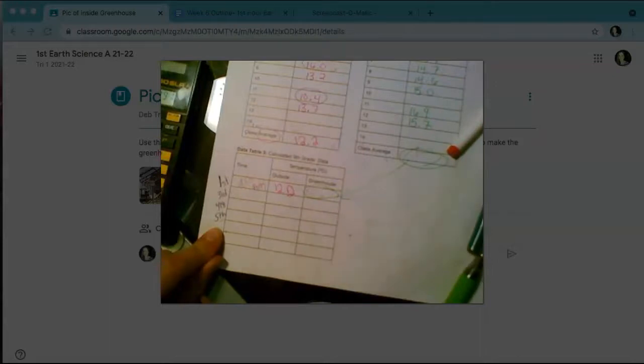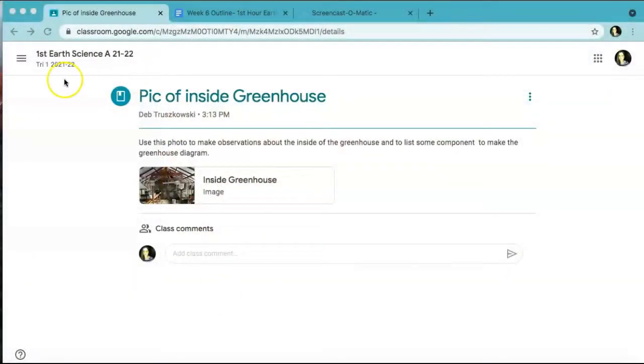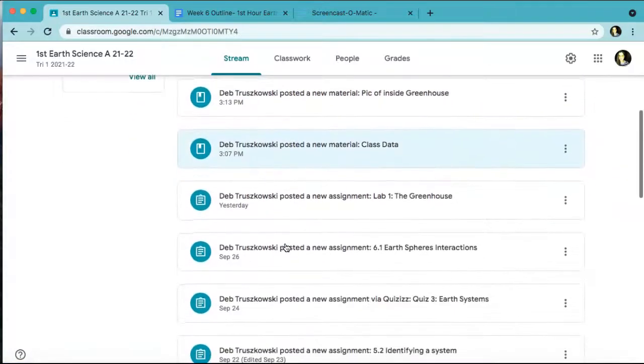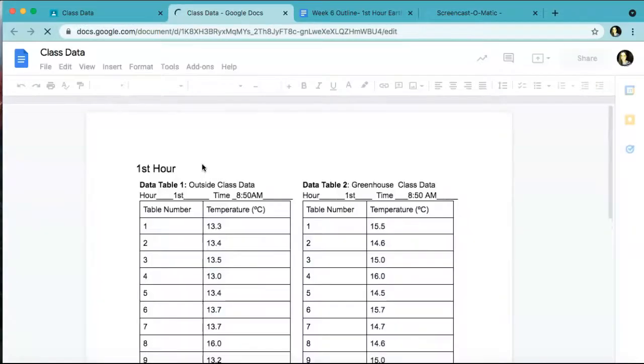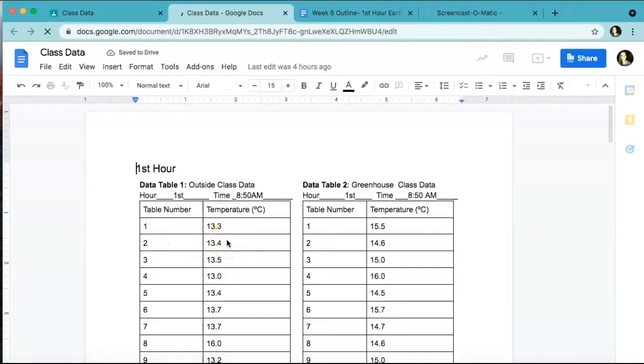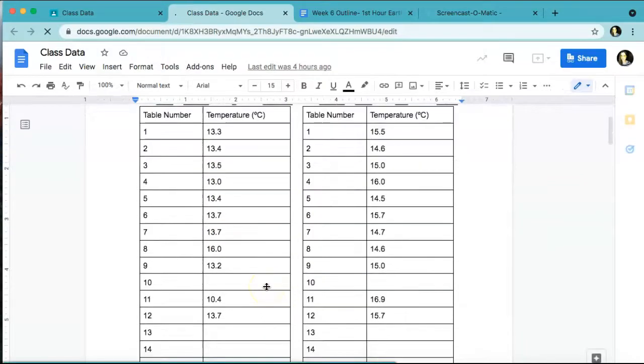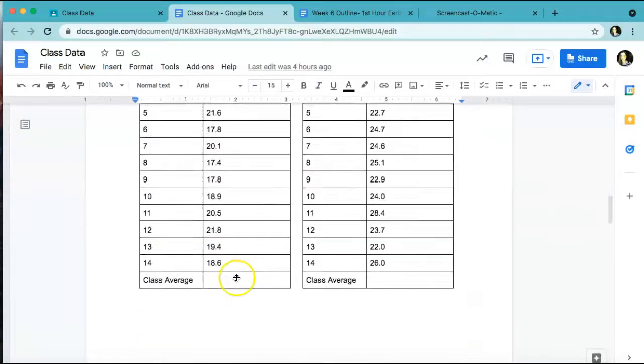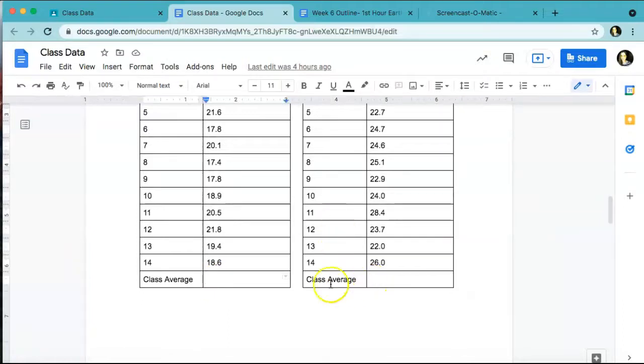Where you're going to find that data is in your Google Classroom, under class data. If I go ahead and look there, you don't have to write down the data for all the classes, just your own class. So first hour, copy down your first hour data, third hour, copy down your third hour data, fourth hour, and so on. But you do need to calculate the values. You'd have to calculate the average temperature for third hour, outside, inside, and then record here.